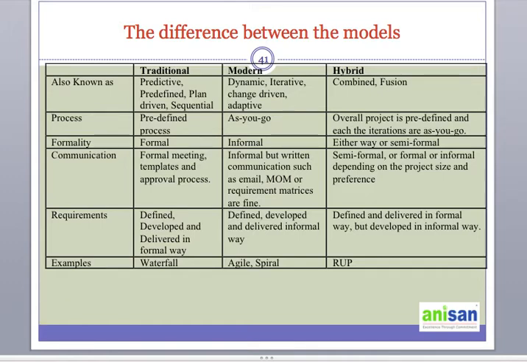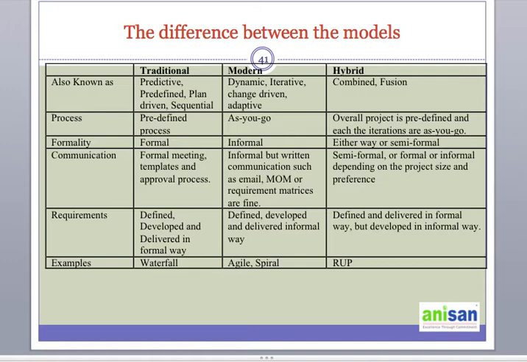The traditional is also known as predictive, predefined, plan-driven, sequential. The moderns are also known as dynamic, iterative, change-driven, adaptive. Now in the BABOK version 2 they called them plan-driven and change-driven, but in version 3 they mention predictive and adaptive. But they both mean the same. And the hybrid can be called combined or fusion.